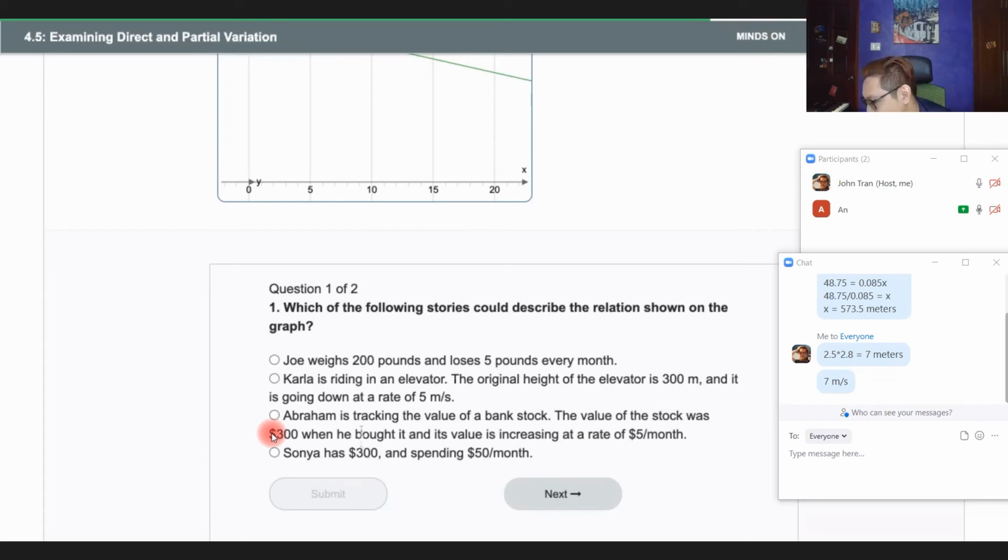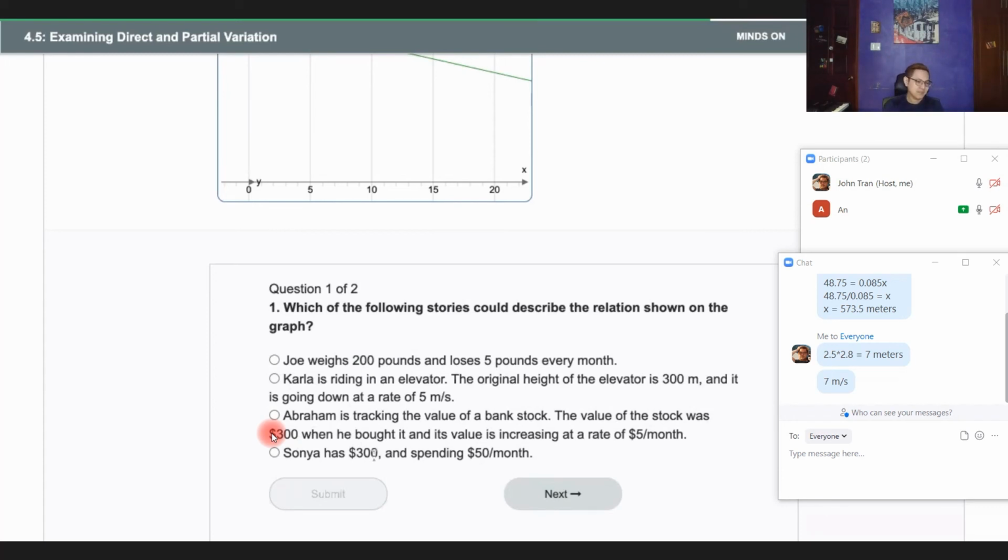Abraham is tracking the value of a bank stock. The initial value of the stock was $300, and its value is increasing at the rate of $5 a month. So after a year, it's like increased by 60, huh? That sounds good.